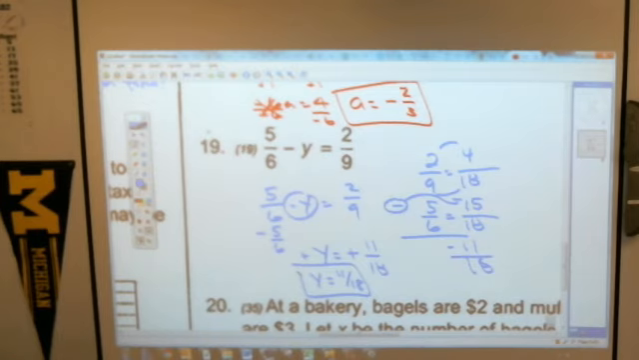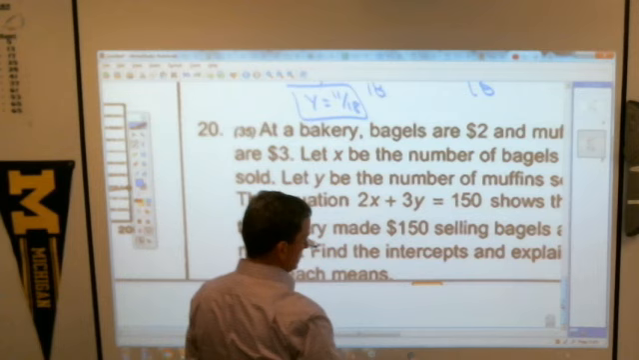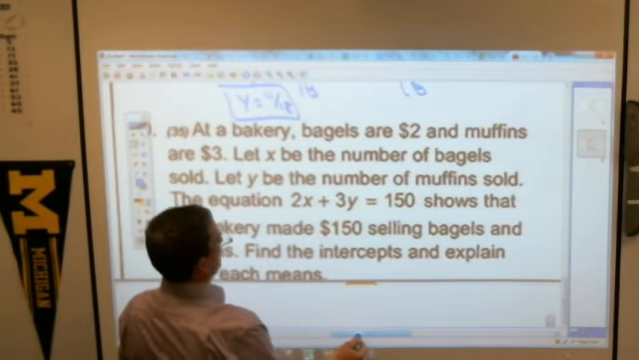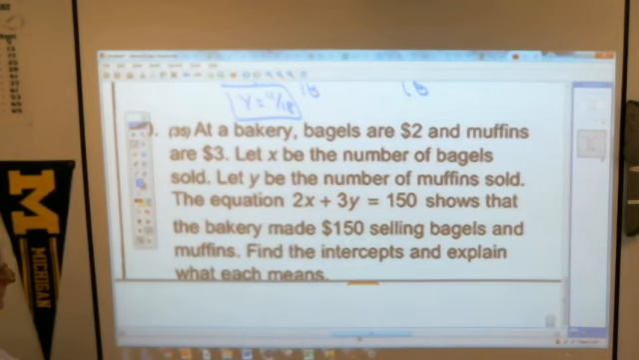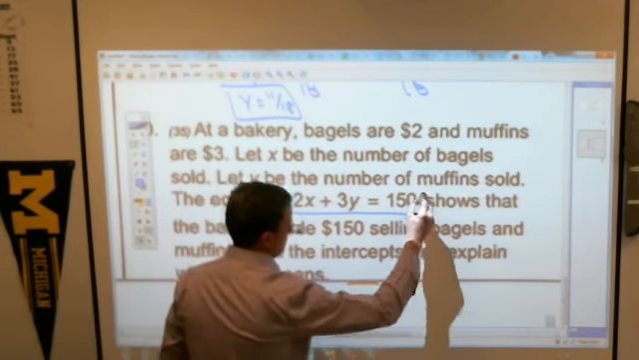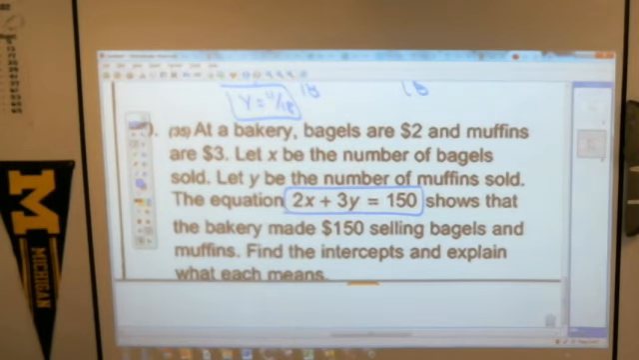Eastgate, they need 20s. How do I do it? Yes. Well, they basically gave you the answer to that, I thought. At a bakery, bagels are $2 and muffins are $3. Let X be the number of bagels and Y be the number of muffins sold. The equation, they gave you all this, Carter. It shows that the bakery made $150 selling bagels and muffins.